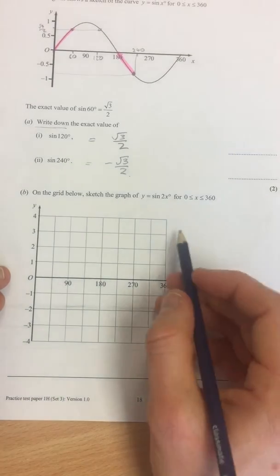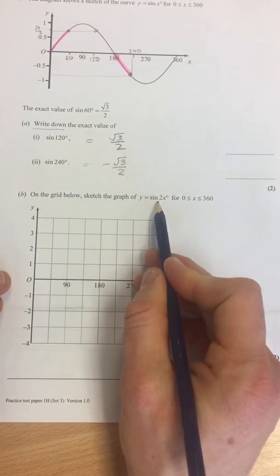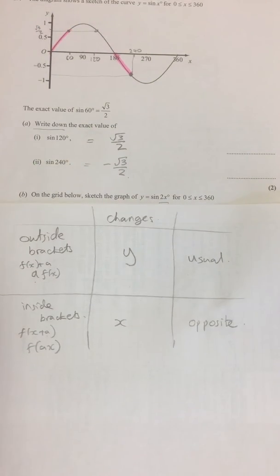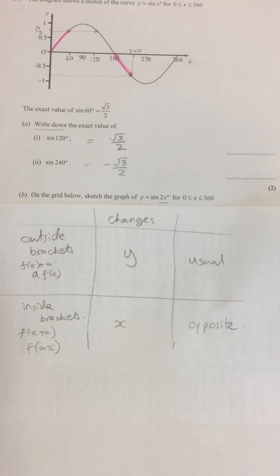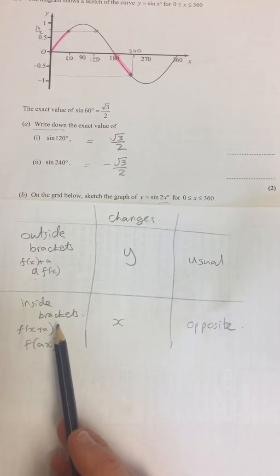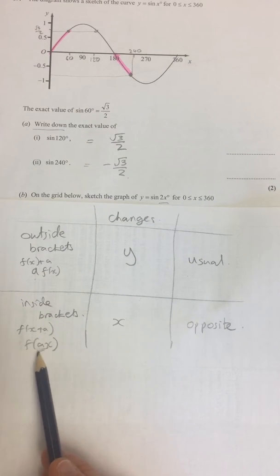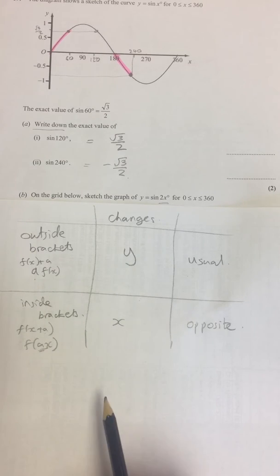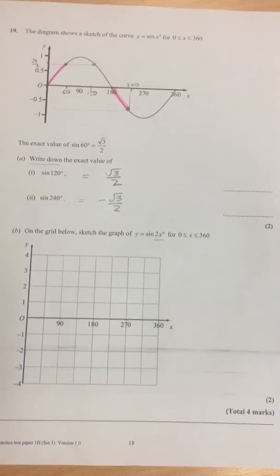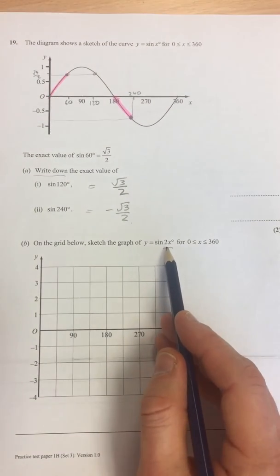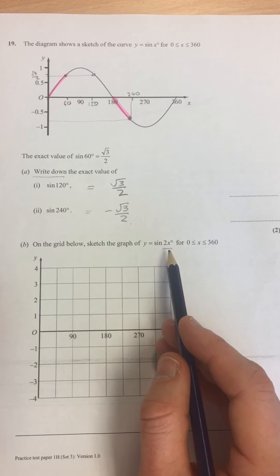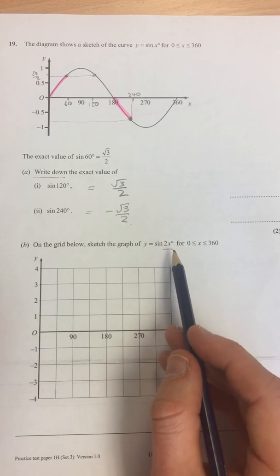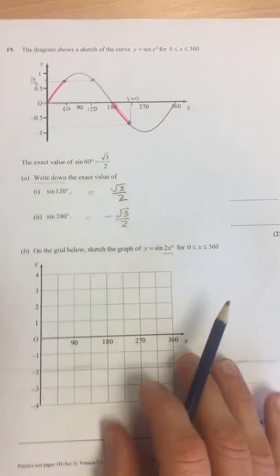Part B, I need to sketch the graph of y equals sine 2x. Well, remember our transformation rules. If the change is inside the bracket or inside the function, like this is inside the function, then it affects the x coordinate and we do the opposite. So you'll see here that we've got the 2 inside the sine, so that's going to affect the x coordinates, and I do the opposite. So I'm going to divide all of the x coordinates by 2.